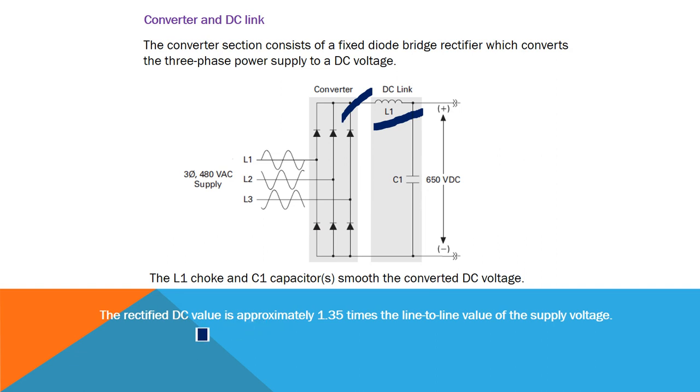Generally, the rectified DC value will be 1.35 times the line to line voltage. If you are getting 480 volts as input, it will be 650 volts DC.